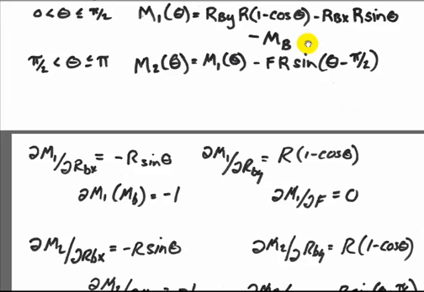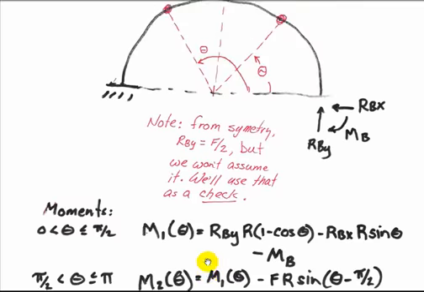And so my partial of moment number 1 with respect to RBX is just minus R sine of theta. My partial of moment 1 with respect to RBY is R times 1 minus cosine of theta, shown here. My partial of moment 1 with respect to MB is a minus 1.